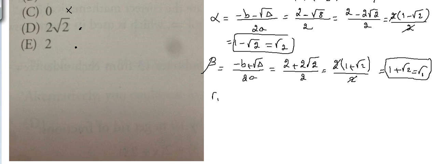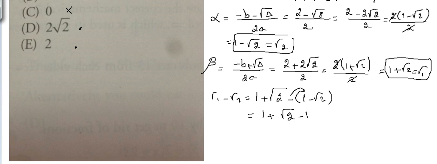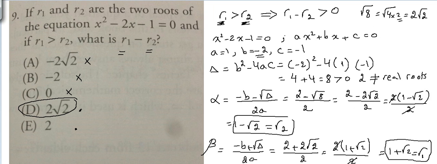So what is R1 minus R2? The larger one minus the smaller one. Okay, make sure that you put these parentheses, otherwise we will have a different answer. 1 plus radical 2 minus (1 minus radical 2): minus multiplied with 1 is minus 1, minus multiplied with minus radical 2 is plus radical 2, and then subtract the 1. The correct answer is 2 radical 2, and for this question the correct answer is D. So this is the first question.